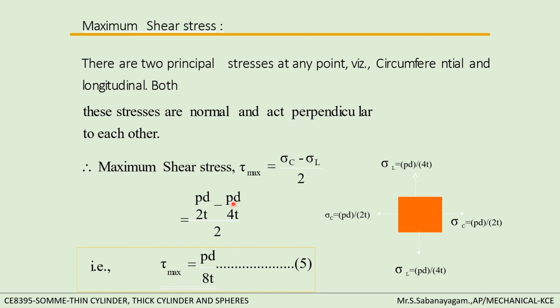And the next important parameter, maximum shear stress. So there are two principal stresses at any point. So in this block at any point there will be two principal stresses, that is circumferential and longitudinal. Both these stresses are normal and perpendicular, that is 90 degrees to each other. So maximum shear stress tau max will become (sigma c minus sigma L) by 2. So we know that sigma c is PD by 2T and sigma L is PD by 4T, and substituting this, the tau max will become PD by 8T. So this is the relation to find the maximum shear stress of the given cylindrical hollow block.